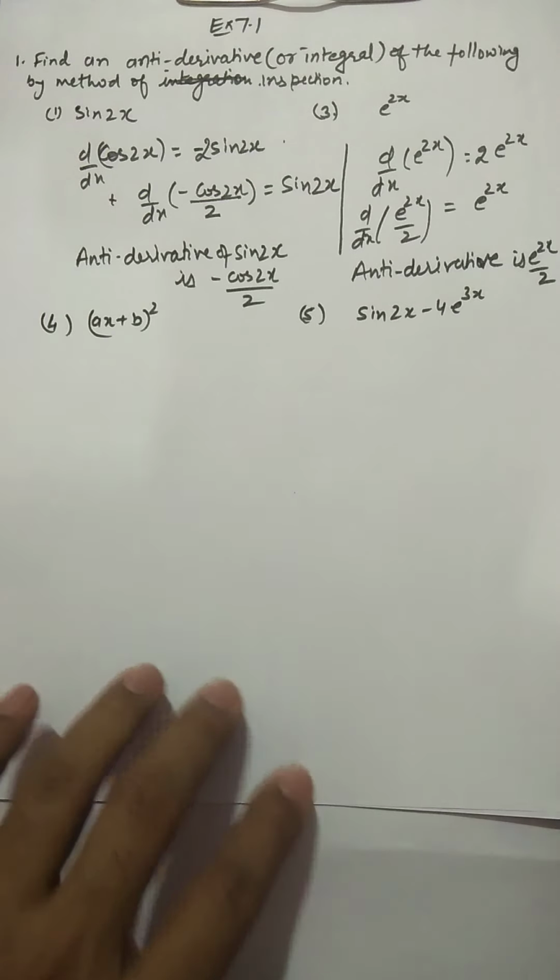Here also you see that ax plus b, if I ask you ax plus b whole cube, then the derivative of this will be 3 times (ax plus b) square and a.